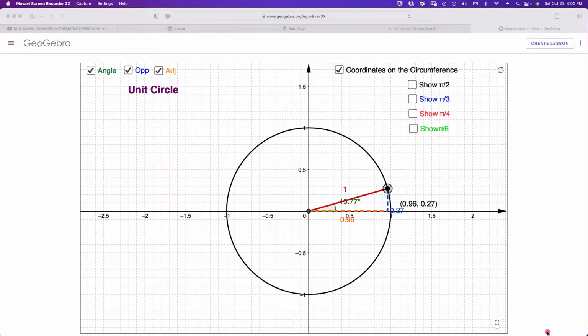Welcome to Algebra 3, Advanced Mathematics. We're in Lesson 29. We're going to talk about the unit circle.